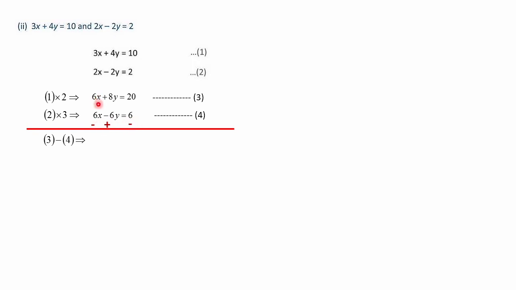And here 6x minus 6x is 0, eliminated, no need to write. Then next is y, plus 8 plus 6. So 8 plus 6 is 14y is equal to 20 minus 6. 20 minus 6 is 14. From here y we can calculate 14 by 14, that is equal to 1. Y we have got. Now let's substitute this value of y in equation number 2.